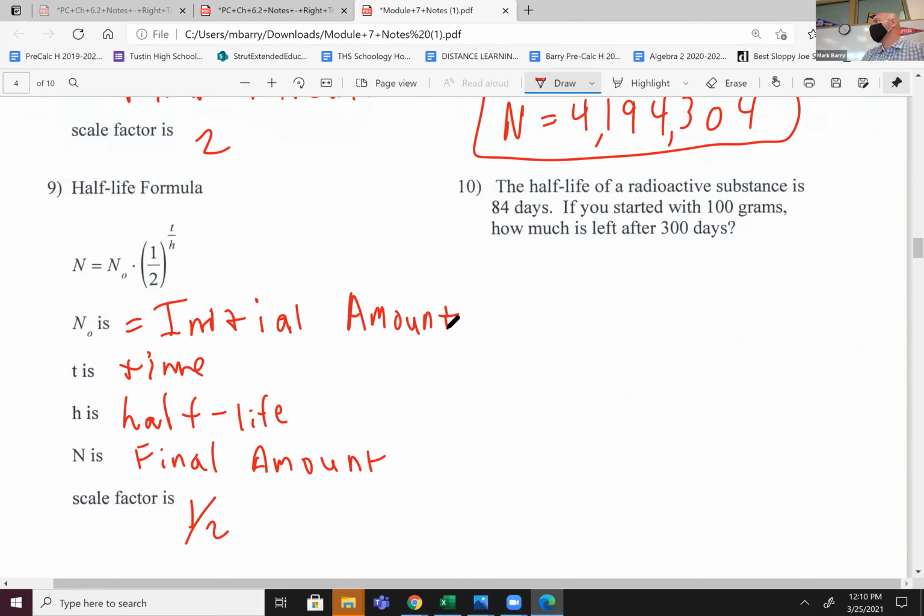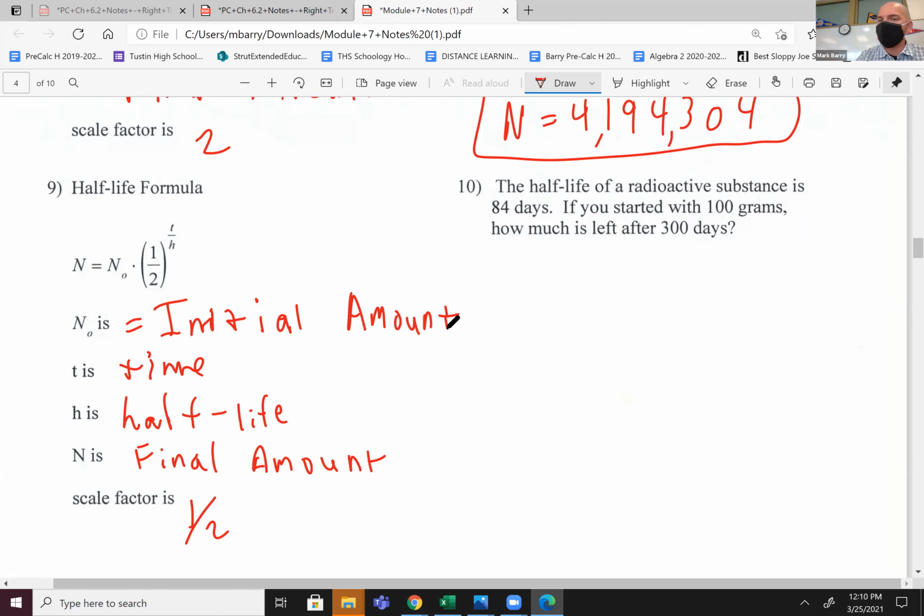Half-life is very often seen in what are called radioactive substances. I'm not a chemistry teacher for sure, but I know enough about chemistry to know that there are some elements that actually decay over time. They lose mass. I don't know where it goes. I don't know that much, like I said, but I know that they lose mass.